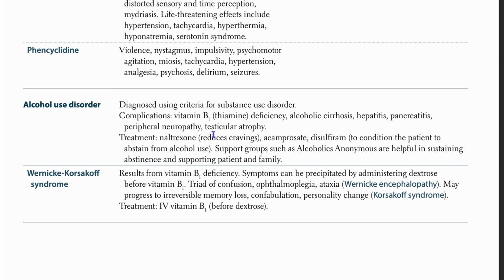Treatment is naltrexone, which reduces cravings. Acamprosate and disulfiram condition the patient to abstain from alcohol use. We just recently had a question in the group about someone who's alcoholic and is on opioids. So what would you give them? You would give them Acamprosate, because you shouldn't drink while on opioids, since the side effects are worse. So give that.